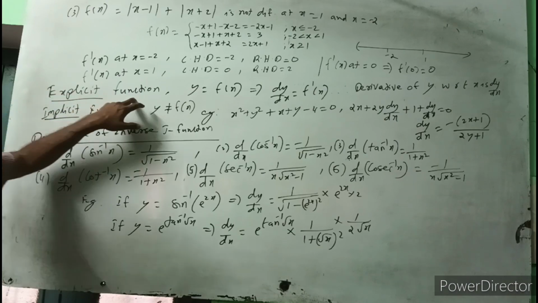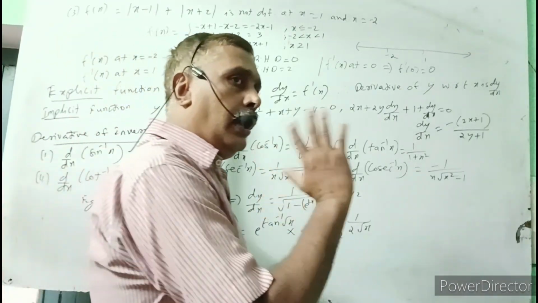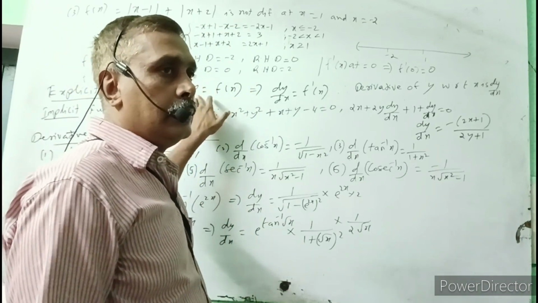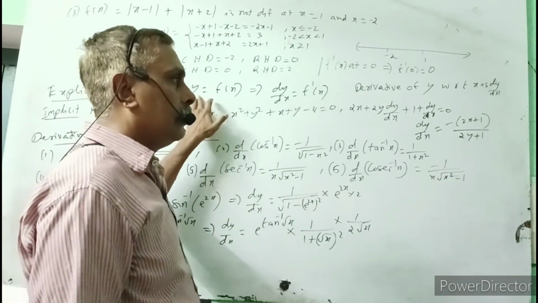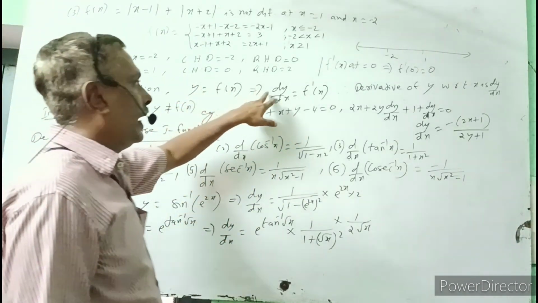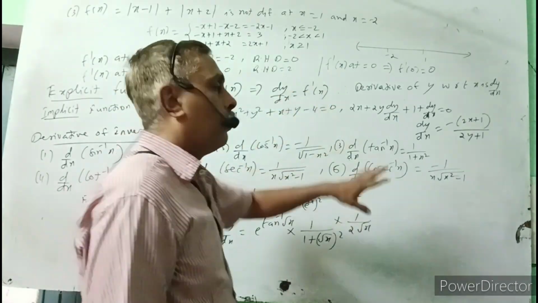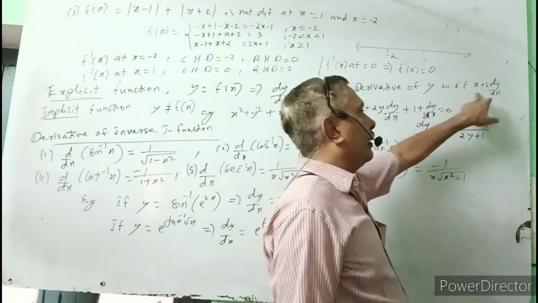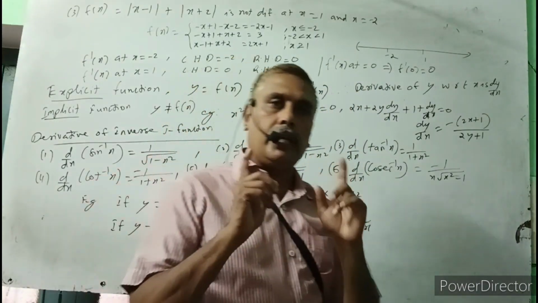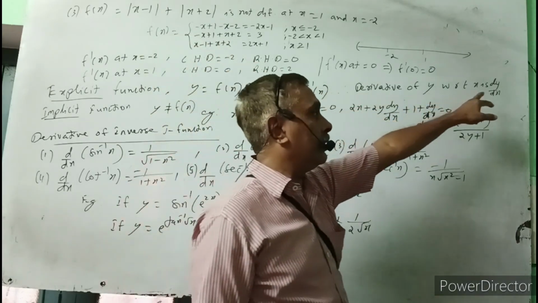Now, what is an explicit function? It has y on the left-hand side and only terms of x on the right-hand side. Such functions are called explicit functions. The importance of an explicit function is that you can find the derivative directly: dy by dx is equal to f dash x. The derivative of y with respect to x is called dy by dx. The derivative of x with respect to x is 1, but the derivative of y with respect to x is dy by dx.